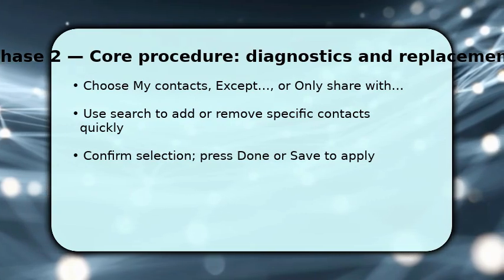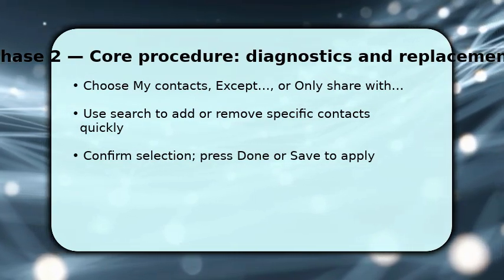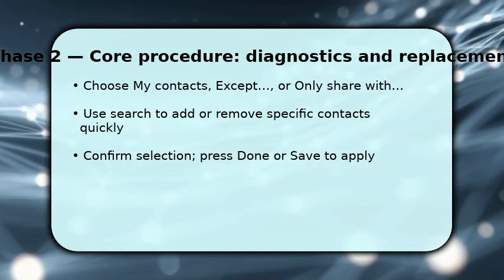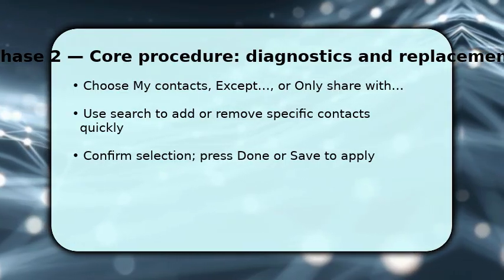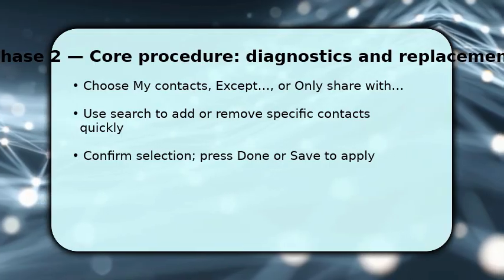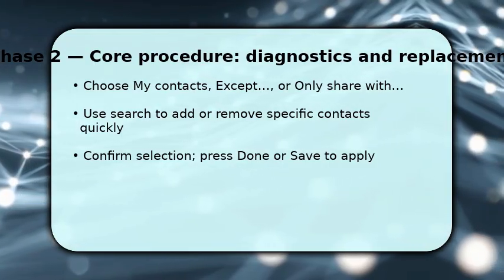Once you've opened Status Privacy, decide how exclusive you want the update to be. Choose My Contacts to show broadly, My Contacts Accept to hide specific people, or Only Share With to limit to a short list. You'll need to tap Contacts to include or exclude.